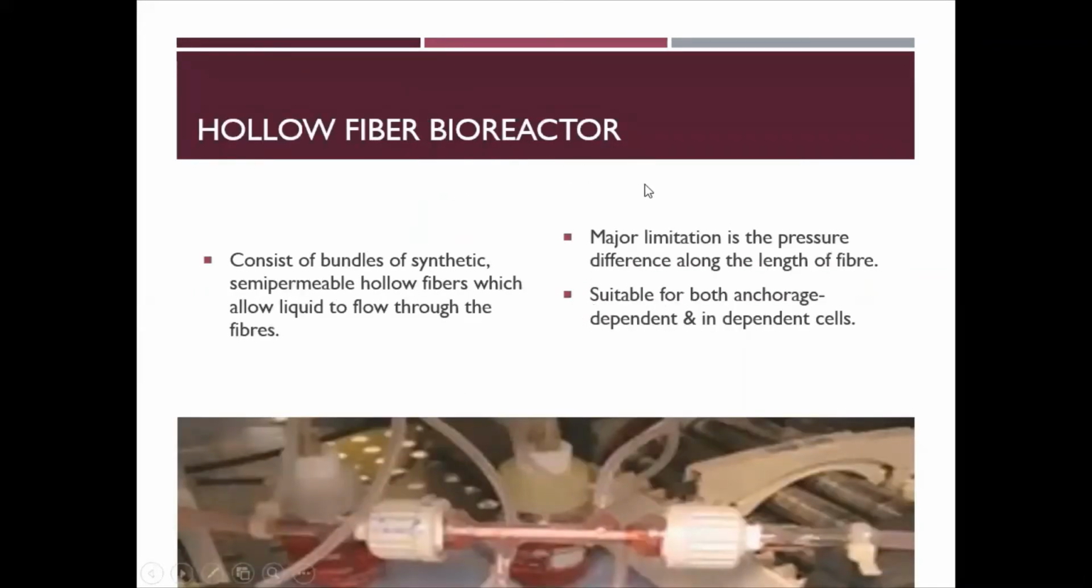Then the hollow fiber bioreactor. Can you see here? A big hollow tube is taken in order to pass the media, and this will reduce the pressure. Again, in this case you can use both anchorage dependent and independent cells. For anchorage dependent cells, you are going to use the beads, whereas for independent cells, the cells can be put directly into the media.